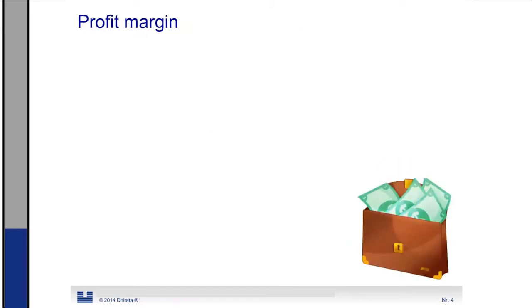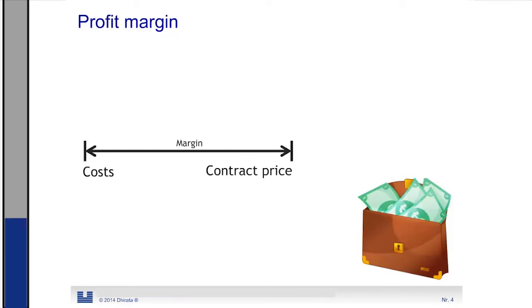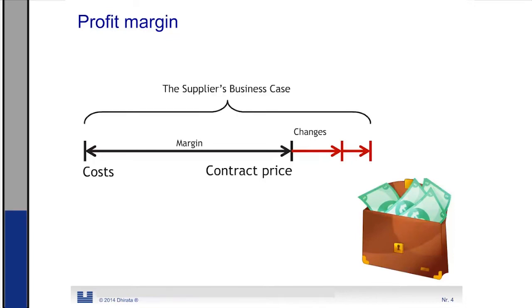When the business case has to do with a contribution to the profit margin of the supplier, it is a very simple calculation. There are contract prices and there are costs. And in between we have a positive margin. And often in a project we try to invoice some changes on the project. So these all together form the supplier's business case.